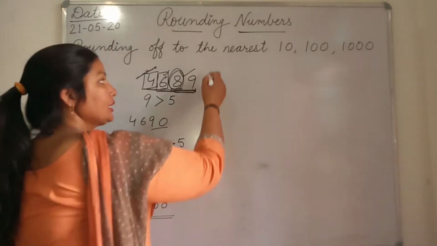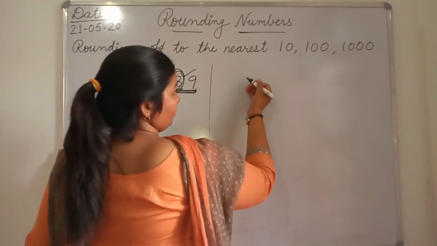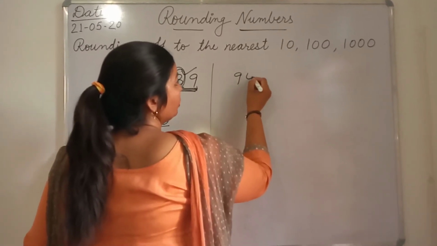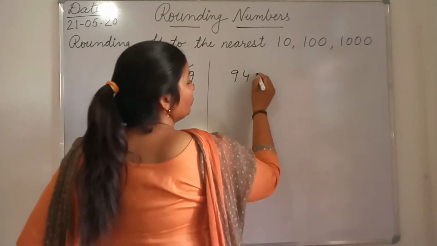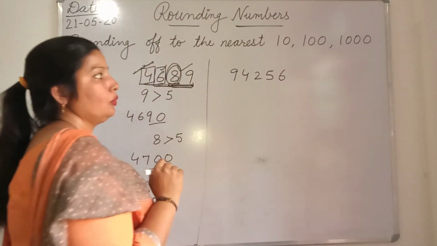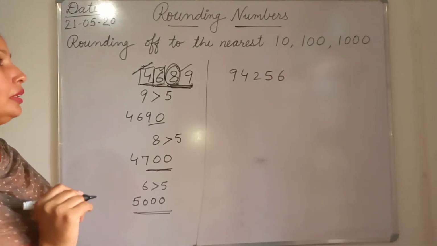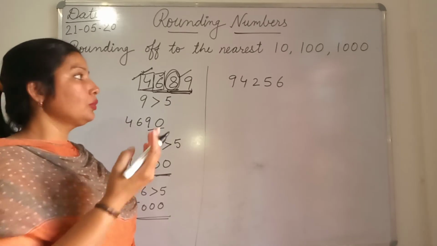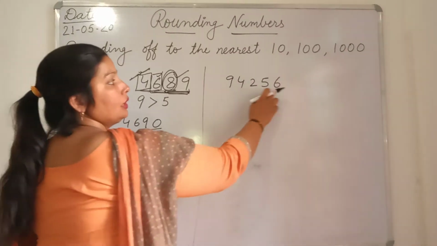Okay. One more example I am taking here. Suppose there is 94,256. Okay. So now we have to find its rounding of tens, 100 and 1000. All three we have to find for this number.